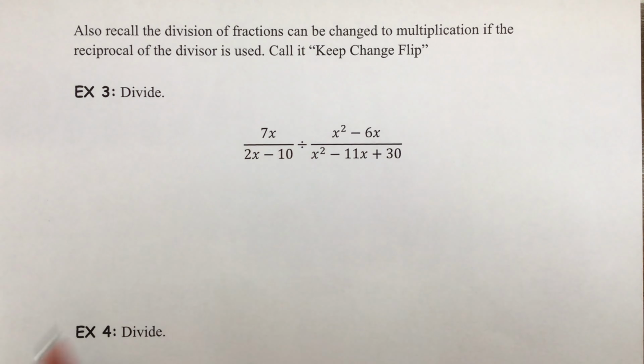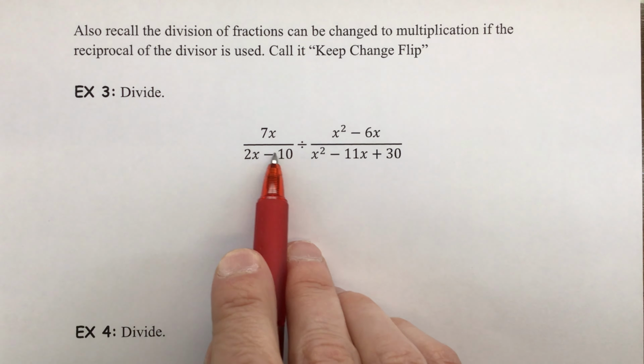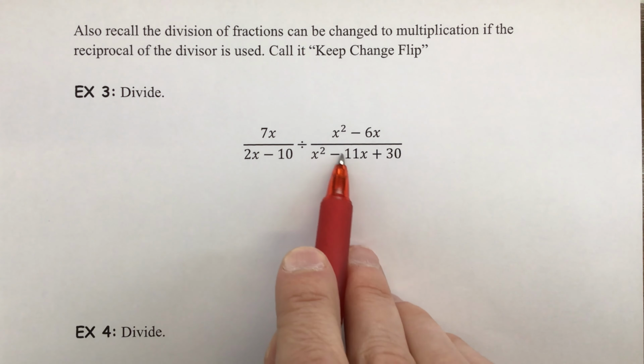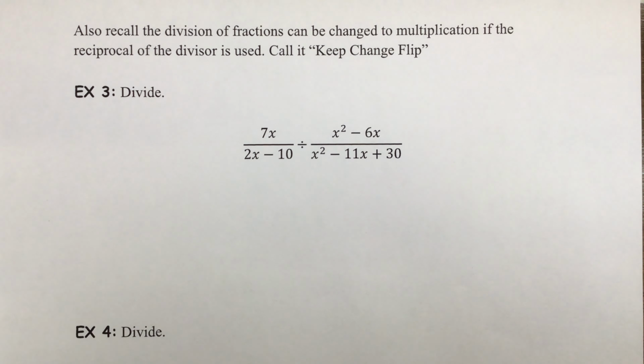So we use a technique called keep, change, flip. You keep the first fraction as it is. You're going to change this to multiplication. And to balance it, you're going to use the reciprocal of the second expression. We're just going to flip this over. So keep that, change the multiplication, flip the second fraction. Okay, and we can do that at the same time as we factor, which will save us a little bit of time. All right, so the 7x is just 7x.